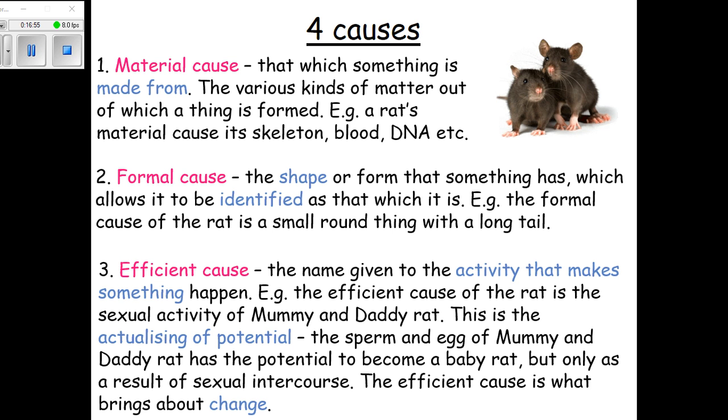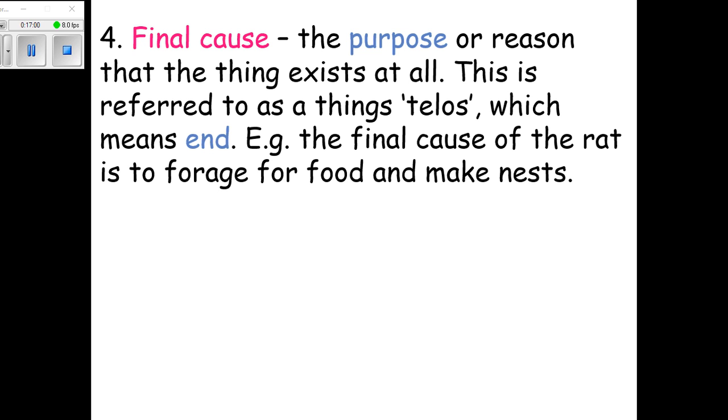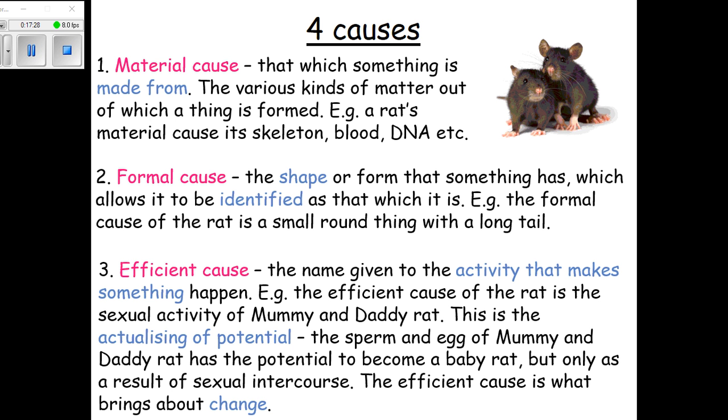And finally, we have the last and the most important cause. This is the final cause. This is the purpose or telos. This is the reason that the thing exists, the purpose for which it exists. The final cause of the rat, then, the reason it exists, arguably, is to forage for food, make nests, or maybe just to make more rats. Now, this is the most controversial cause, because particularly in modern science, we only really accept these three.